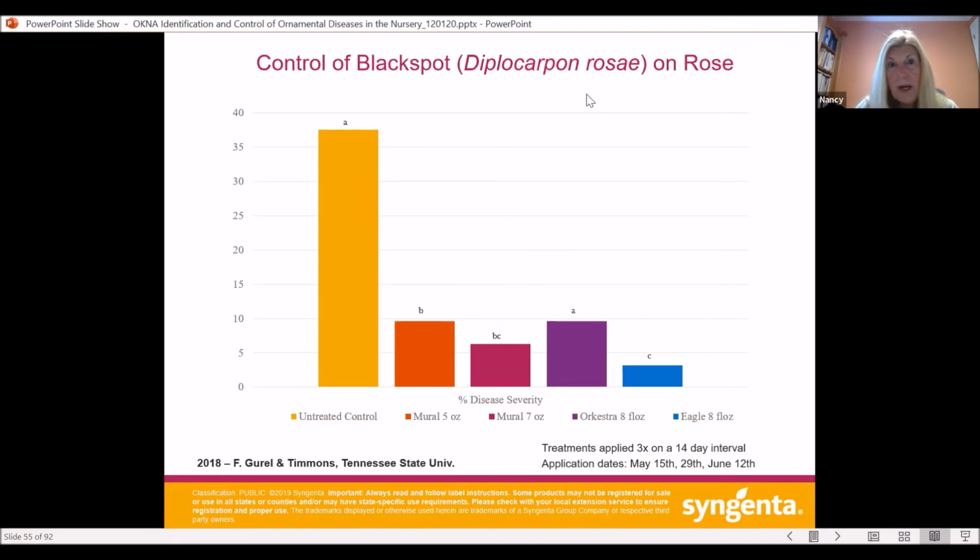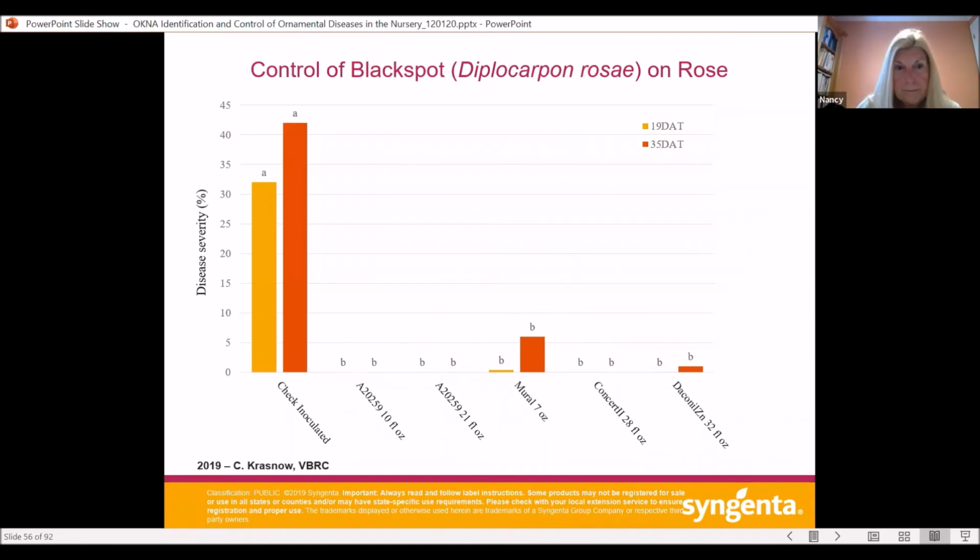Again, more trials on rose, again, looking at different rates of MURAL. Here's Orchestra, another 7-11. So the 7-11s provide good control. Here's Eagle, FRAC group 3. Again, great protection. These have all been applied on a 14-day interval. This was a trial we conducted last year.